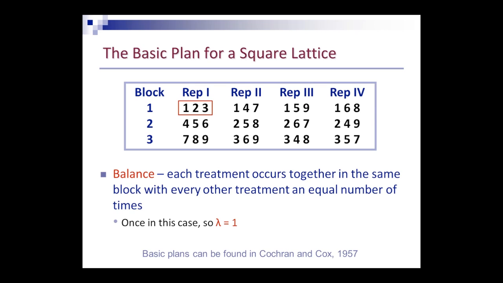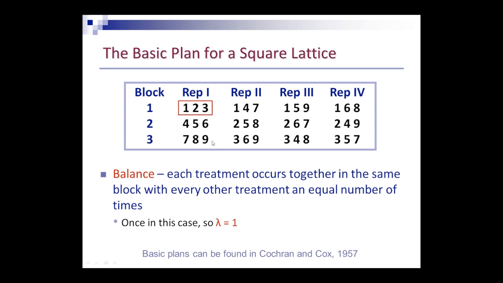So this is the basic plan for a square lattice. And as we said, for a balanced square lattice, the number of reps is going to be 1 greater than the block size. So here we have 4 reps. It's a 3x3. We've got 3 blocks in each rep.